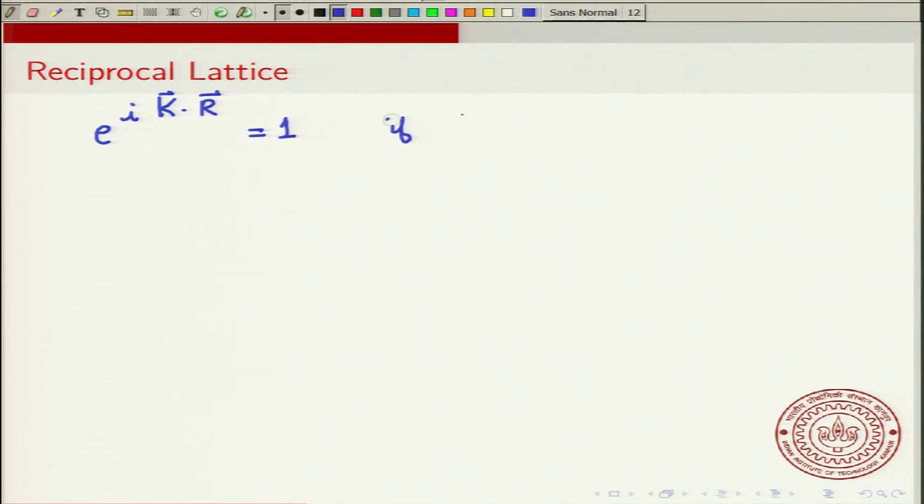if r is in the Bragg lattice and k is in the reciprocal lattice.